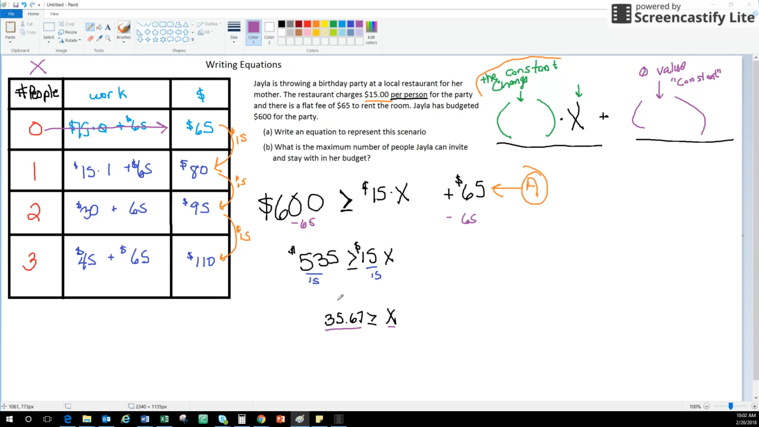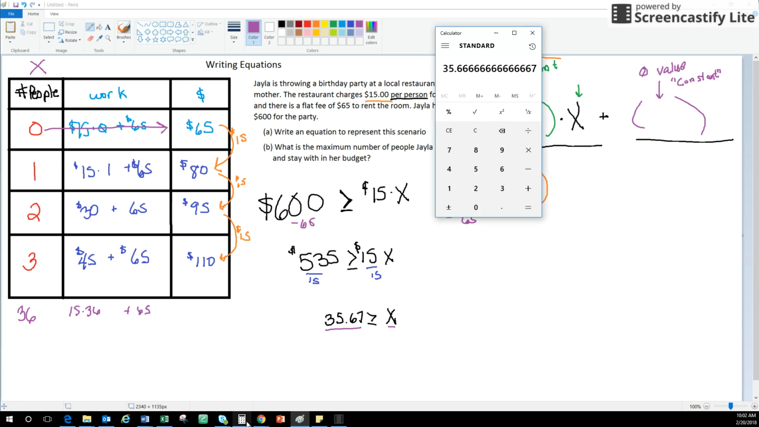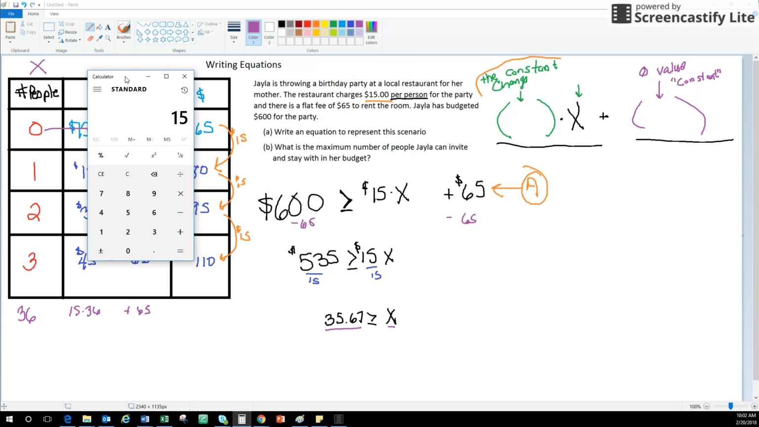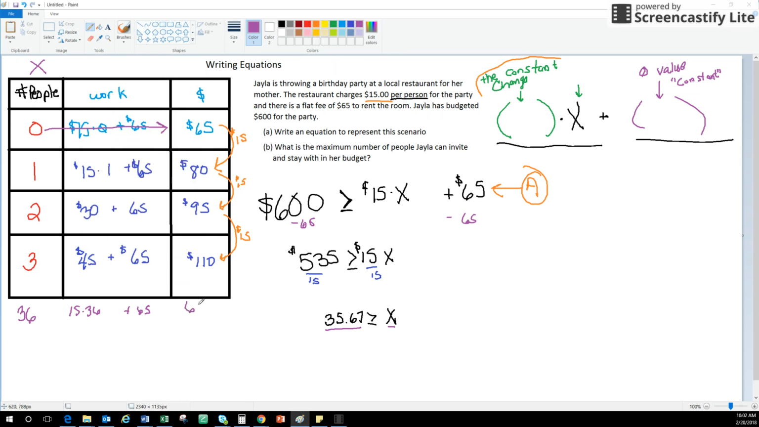We cannot round this, because if I had 36 people coming to the party, that'd be 15 times 36 plus 65, and I'd be going over my budget. If I plug that into my calculator, 15 times 36 plus 65 is $605. I'm now over budget. It can't be 36. It has to be 35, because that makes this number greater than or equal to whatever x is. So the largest number of people we can invite is 35.